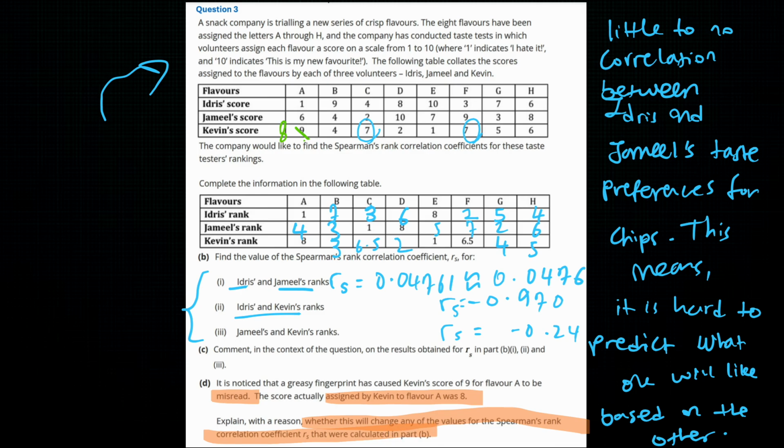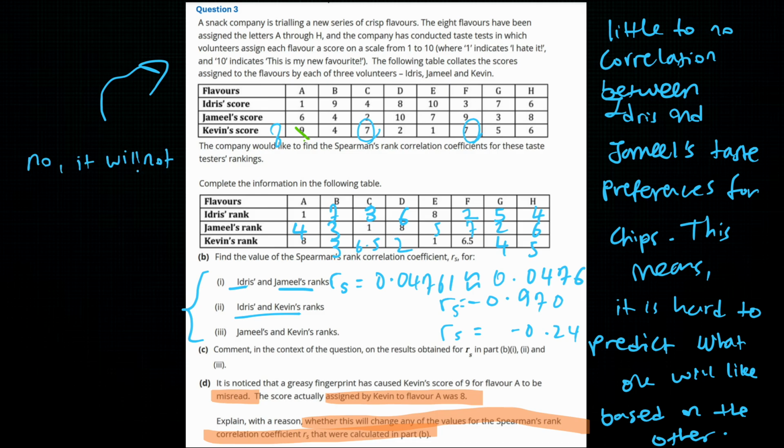Would this change it? Remember, Spearman's rank correlation is based on the ranking of the numbers in order, right? So A's value was 9, and it was the largest value, the highest score that Kevin gave out of all the chips. Even if the score changes to 8, it's still going to be the highest. Therefore, the ranking itself wouldn't change, which is what we use to calculate the Spearman's coefficient. If it had been changed to 5, then the coefficient would have changed. But because 8 is still the largest number and the rank itself wouldn't change, there would be no change to the Spearman's rank as well. Therefore, we can say, no, it will not.